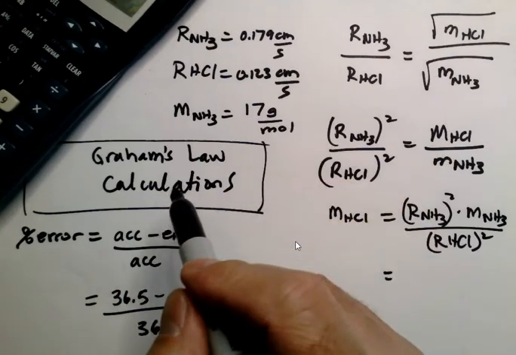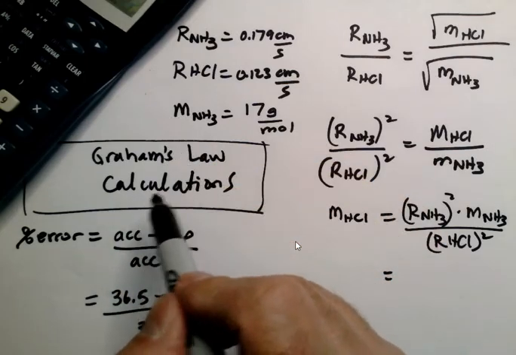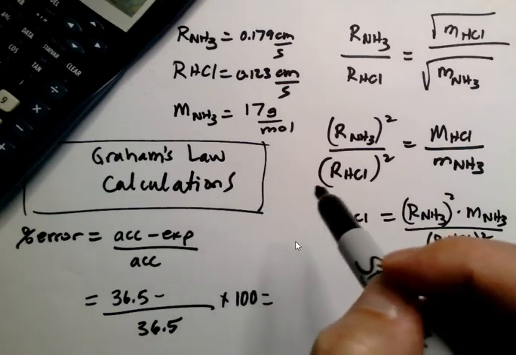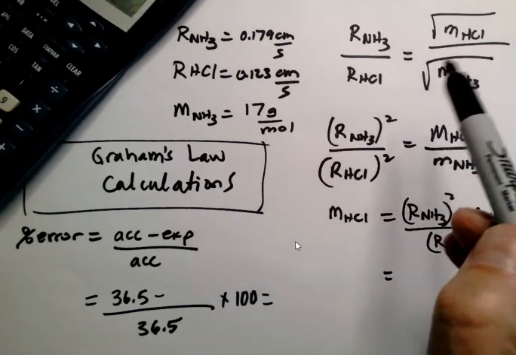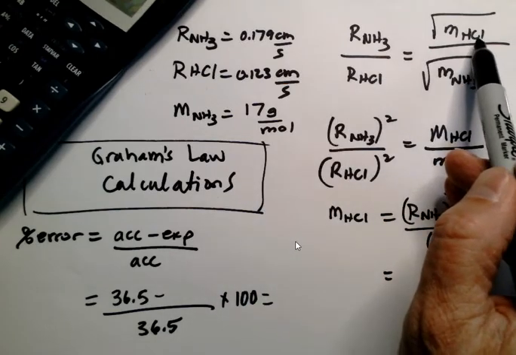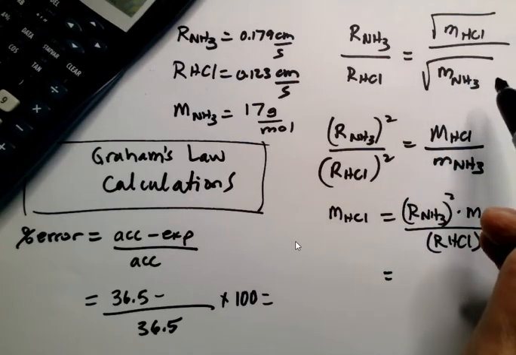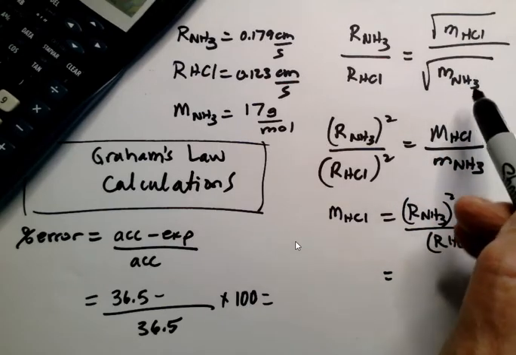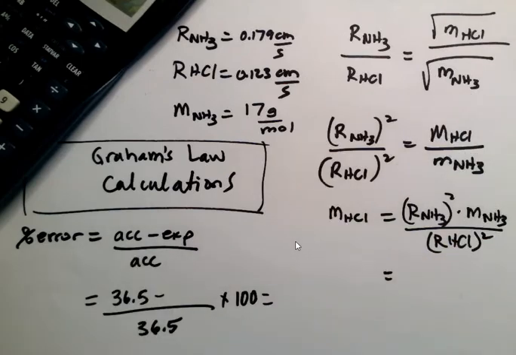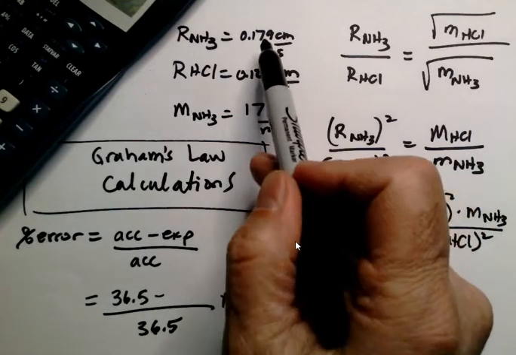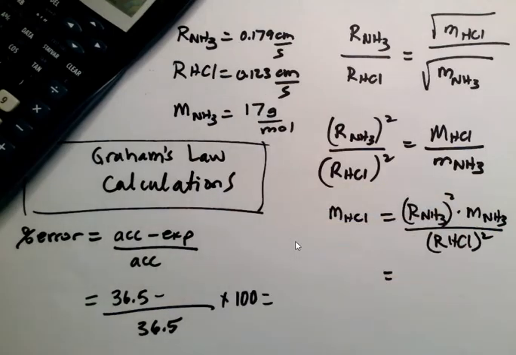Hi, this is Brother Barnes, and we're going to crunch some Graham's Law data from an experiment. We put concentrated hydrochloric acid in one end of a tube on some cotton and then ammonia on the other end, and we tracked to see how fast each one of them moved. And this is an average, by the way.